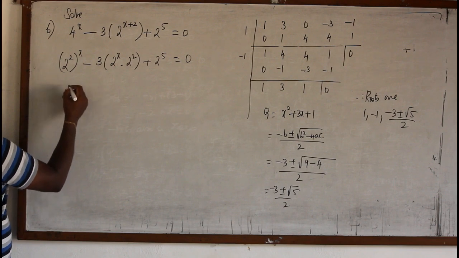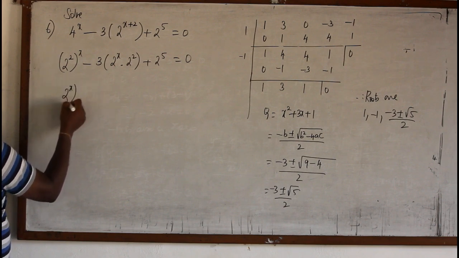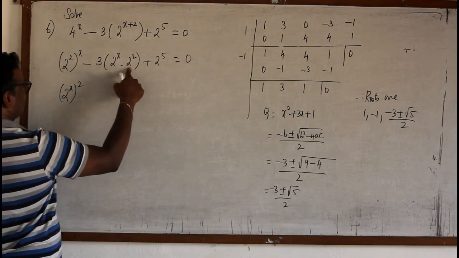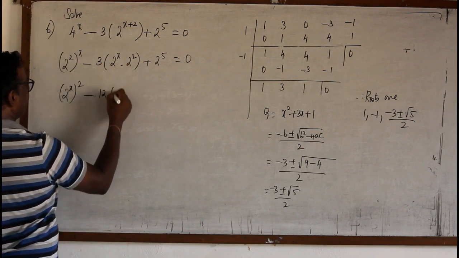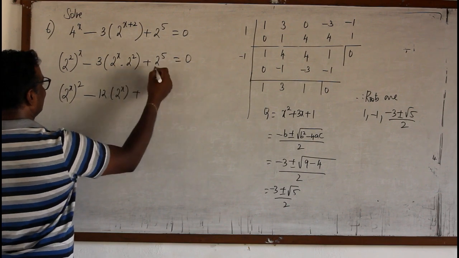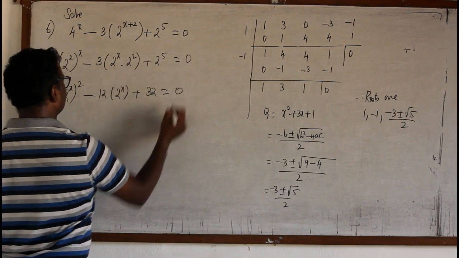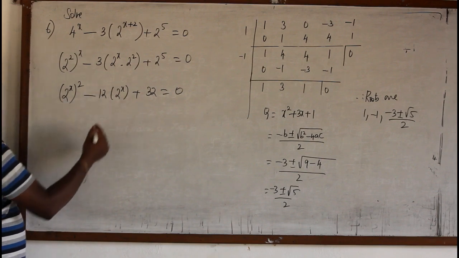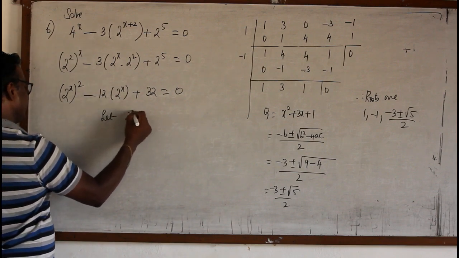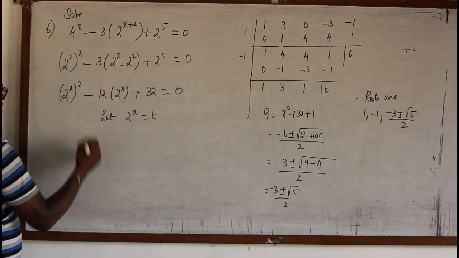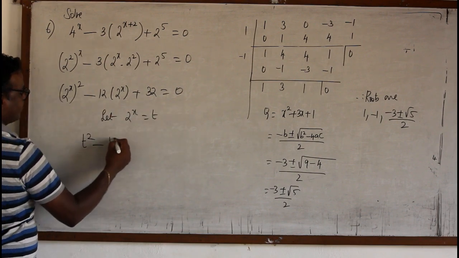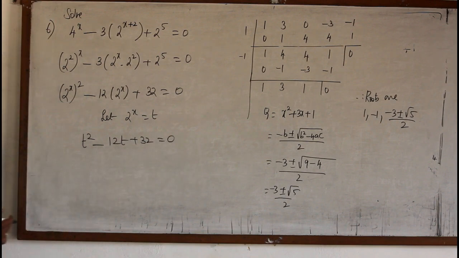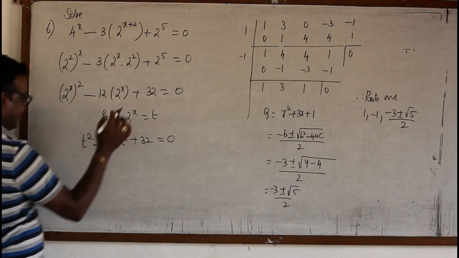It is 2 power x the whole square. Let me simplify this. 2 square is 4, 4 3s are 12, so 12 into 2 power x. 2 power 5 is 32, equal to 0. Am I having a quadratic equation in 2 power x? So let me take 2 power x as t. Then this becomes t square minus 12t plus 32 equal to 0, which is an ordinary quadratic equation in t.